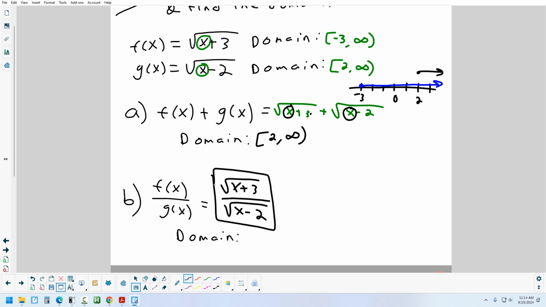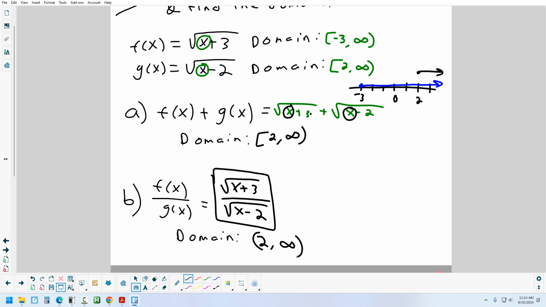Would you not be able to go at 2? Right, you wouldn't be able to go at 2 this time. So the domain would be that compared to what we had before. Why can't we include 2? 2 is in the overlap between both of them. But what happens if we include 2? We would be dividing by 0. So that's a problem as well. So for this one, the domain is 2 and up, not including the number 2.